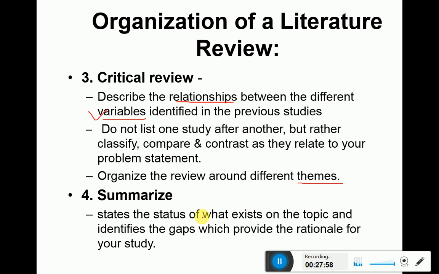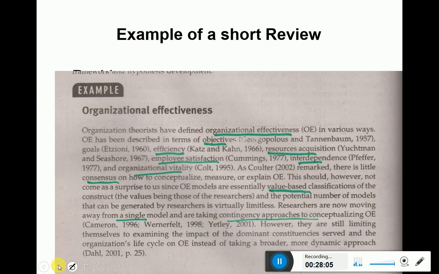And the last is summarize. State the status of what exists on the topic and identify the gaps which provide the rationale for your study. That is a summary.